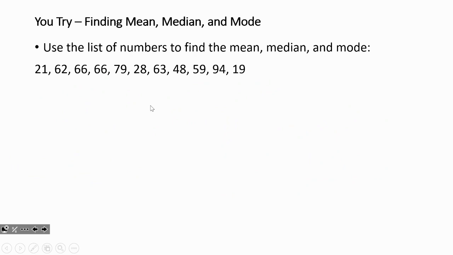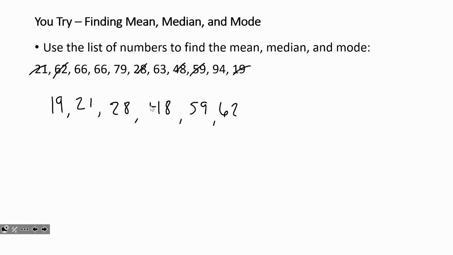All right, so first thing we've got to do is put them in order. So we have, let's see, 19 first, then 21, 28, 48, 59, 62, 63, got two 66s, and then 79 and 94.